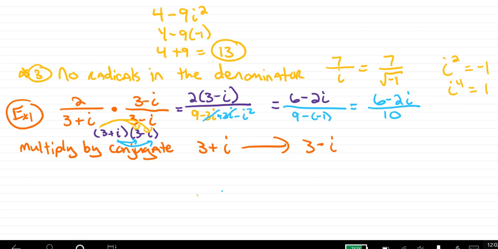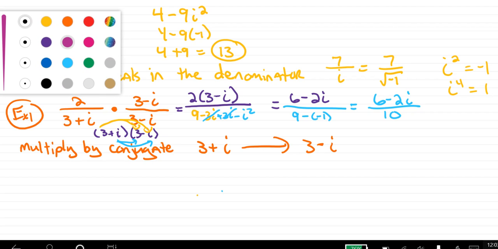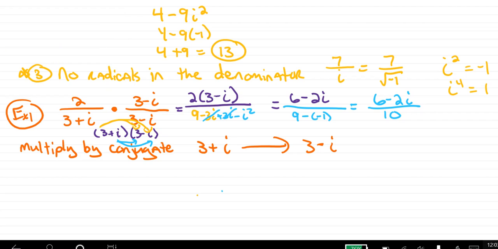Now, that is your final answer, but this can be reduced. The reason this can be reduced is because all of these numbers have a factor of 2 that can be pulled out. You can only reduce if all of the numbers have that same GCF that you can pull out. So all of these are even, so we can pull a 2 out of all of them. So our final answer would be 3 minus I over 5. And again, that's because we're factoring out a 2 from everything there. Final answer is that.